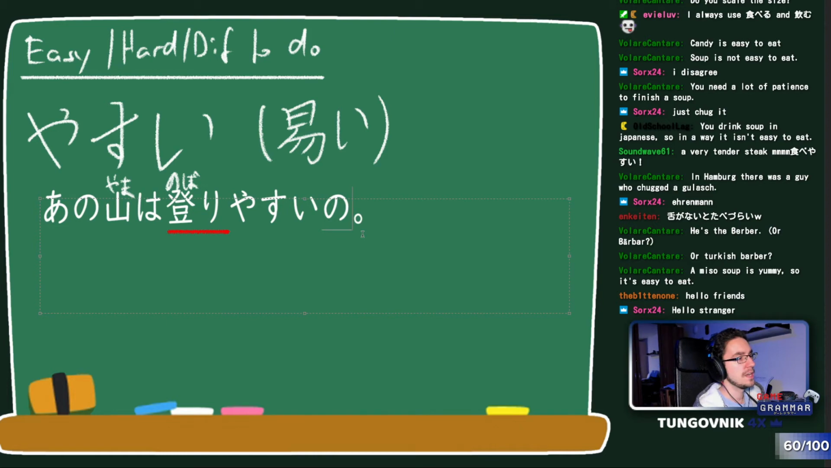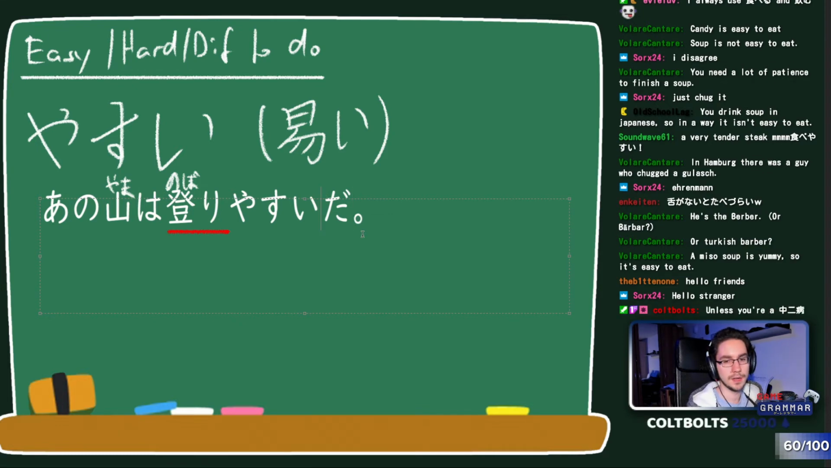So it's okay to add no da or nda, but don't add da without anything in between. This here is not grammatically correct, because usually you can't add da to adjectives. So that's basically that.